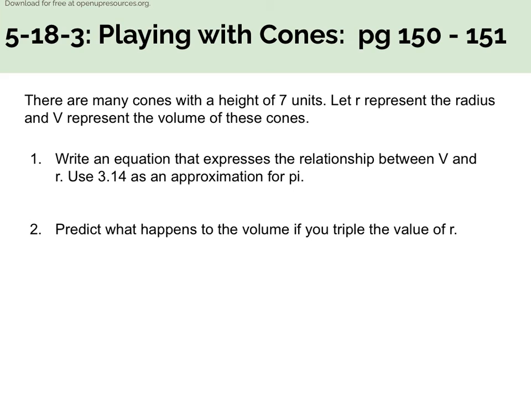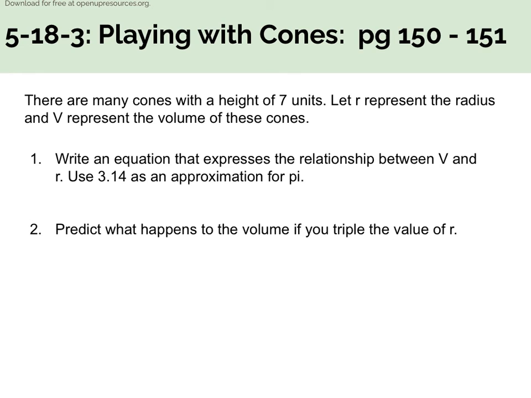So on page 150 and 151, we have there are many cones of a height of 7. Let R represent the radius and V represent the volume of these cones. Write an equation that expresses the relationship between V and R. Use 3.14 as pi. So you're going to have a decimal when you write this volume equation. So go ahead and figure that out. Pause and figure that out and come back to me.